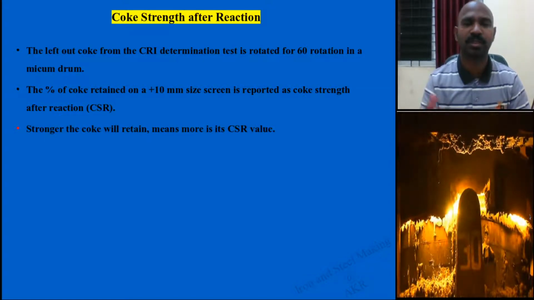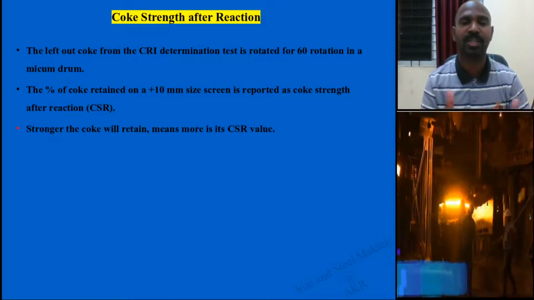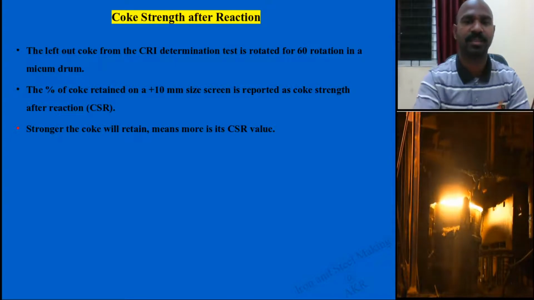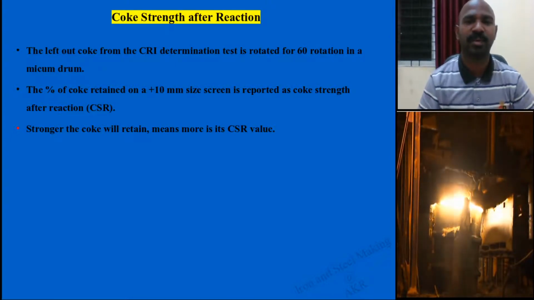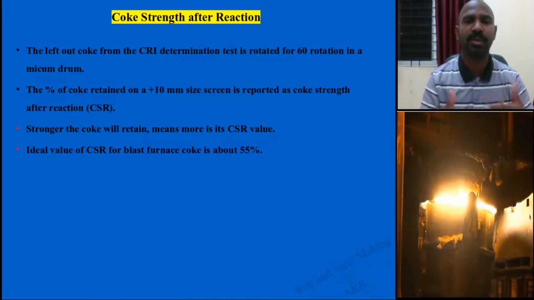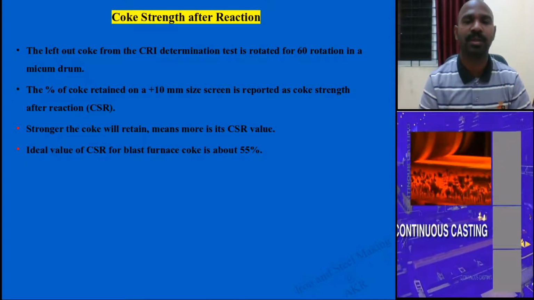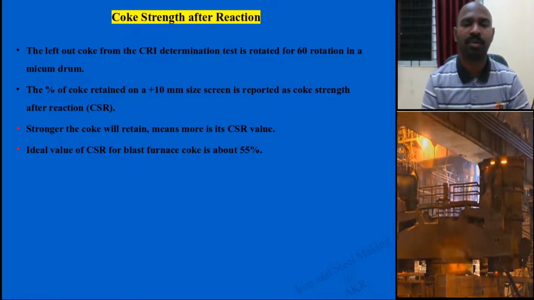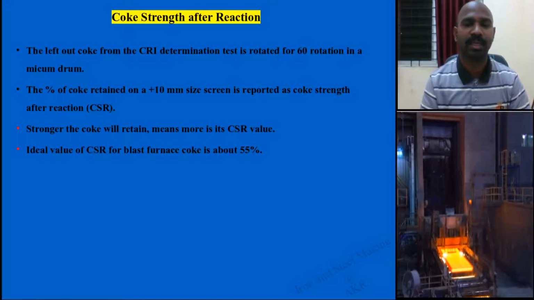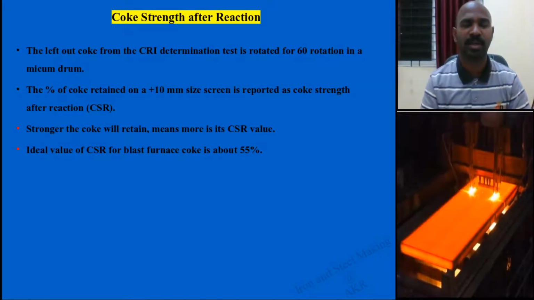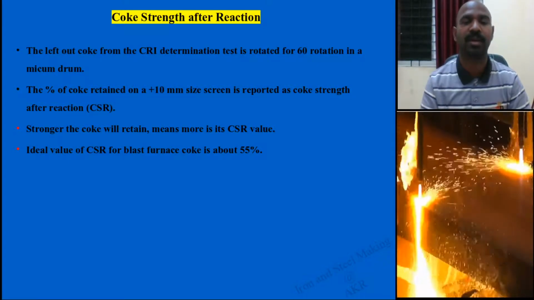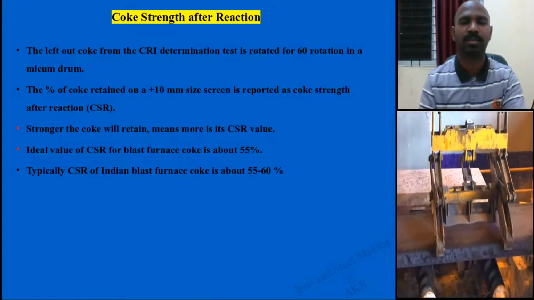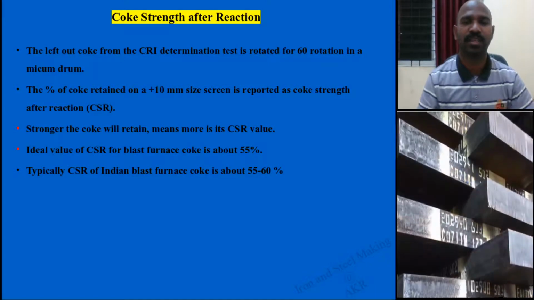That coke strength is related to this: the stronger the coke, the more is retained at plus 10 mm size, meaning more is its CSR value, the coke strength after reactivity value. The ideal CSR value is about 55% on average, as you have observed from the graph. Even the average ideal CRI value of 20% is also addressed by the graph. The typical value in an Indian blast furnace also maintains 55 to 60%, is the conclusion.